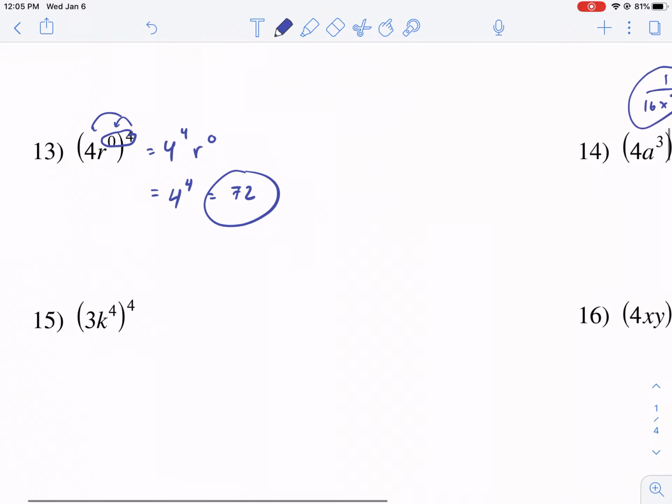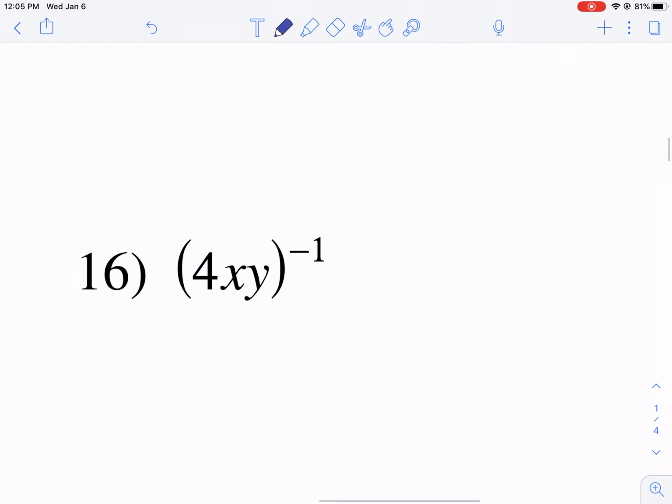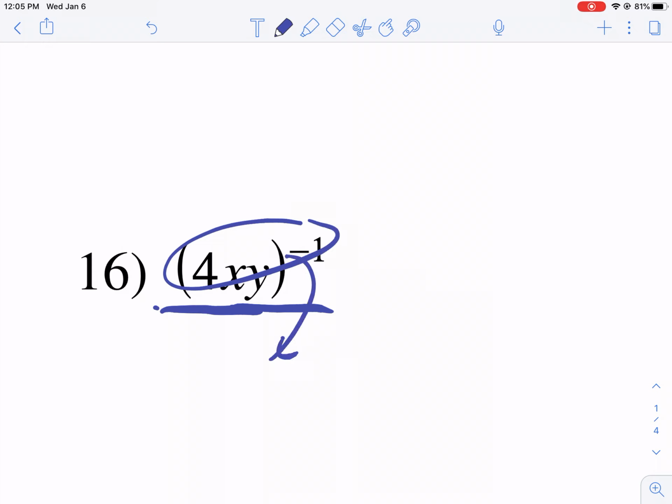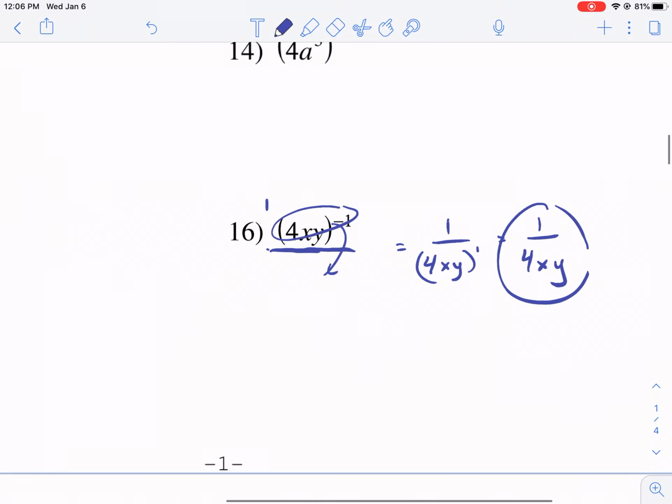Anything to the 0 power, that's the key, is going to be 1. Okay, this whole thing raised to the negative 1. Again, if you have a negative, we're going to put a line there for a fraction. Move this whole thing underneath. Don't forget the 1 on top if it vacates that whole top. So we get equal to 1 over 4xy to the first power. We can get rid of anything to the first power. Get rid of the exponent and just leave it 1 over 4xy.